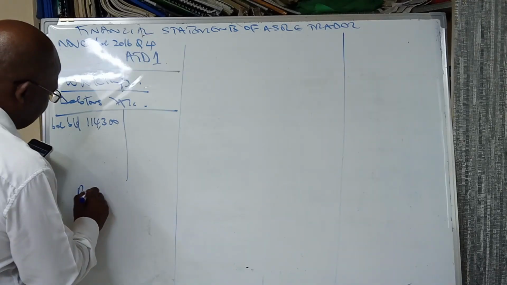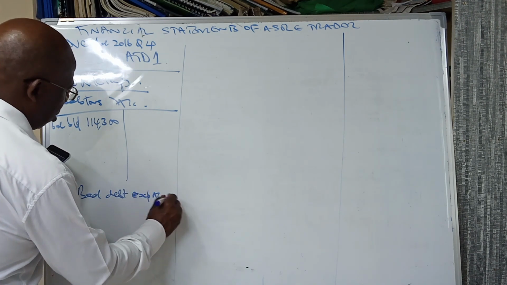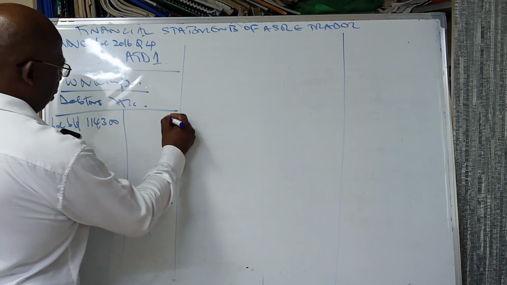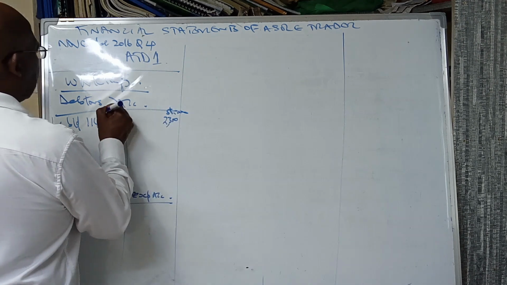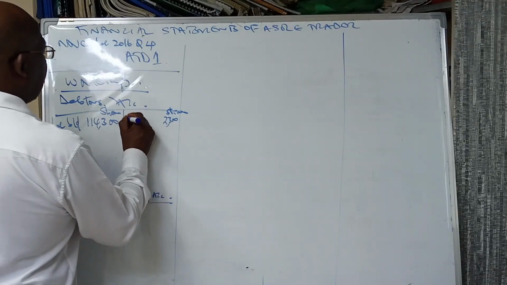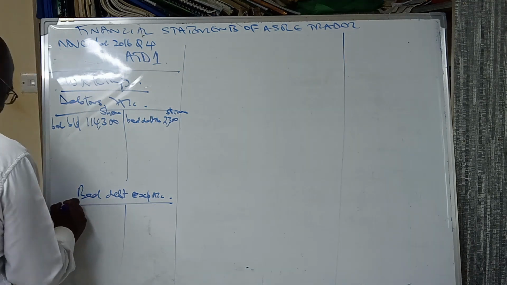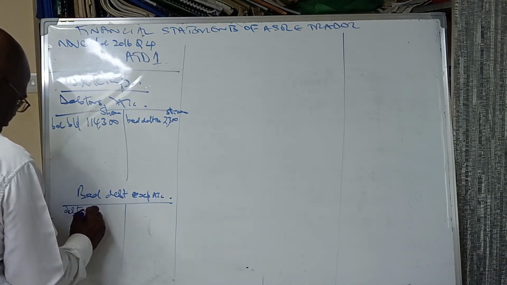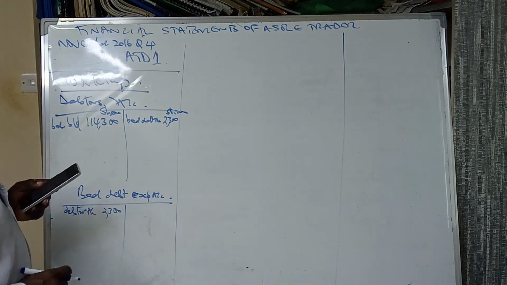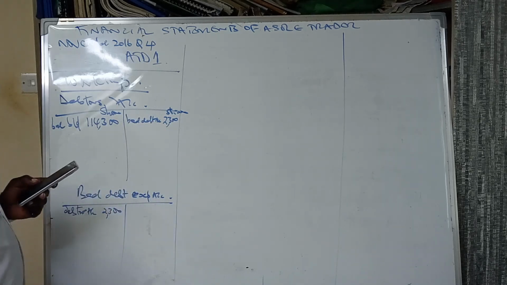So we create the bad debt expenses account. We remove from debtors 2,300,000. These are shillings in thousands. So in the bad debt account, we say debtors account 2,300. We are removing 2,300 from our debtors because it's bad debt, and we are debiting the bad debt expenses account.